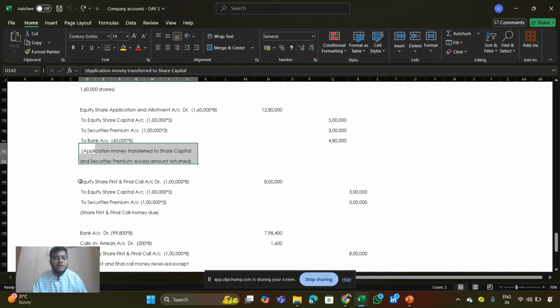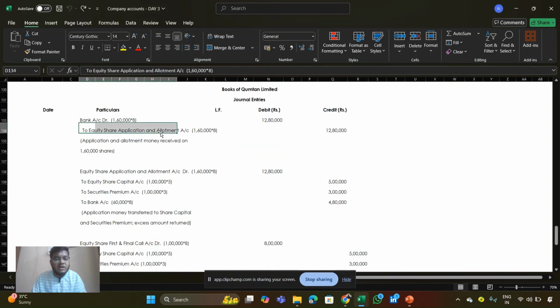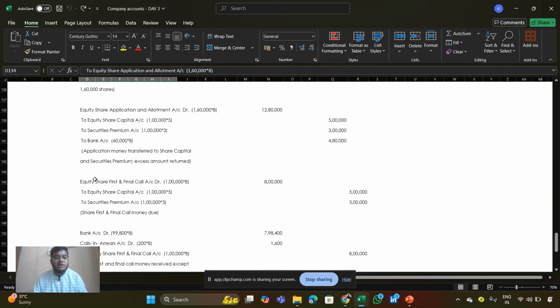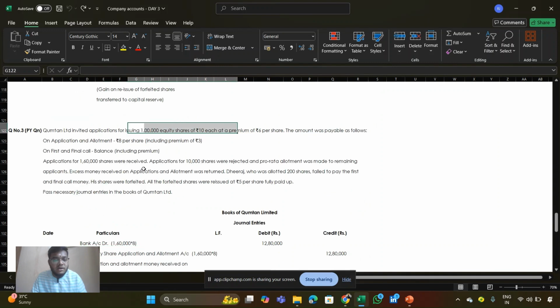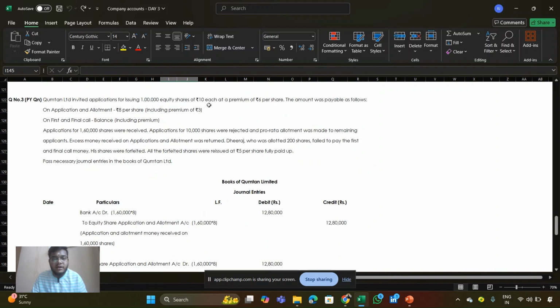Next, equity share first and final call. We can't write allotment or application separately here, because both are given in a single statement, so we write it as a single entry. There is no need to write it separately. We'll go for first and final call. So equity share first and final call: how much? 1 lakh shares into the balance. How will the balance come? 8. I told you the total is 16, that is 10 plus 6 is 16.